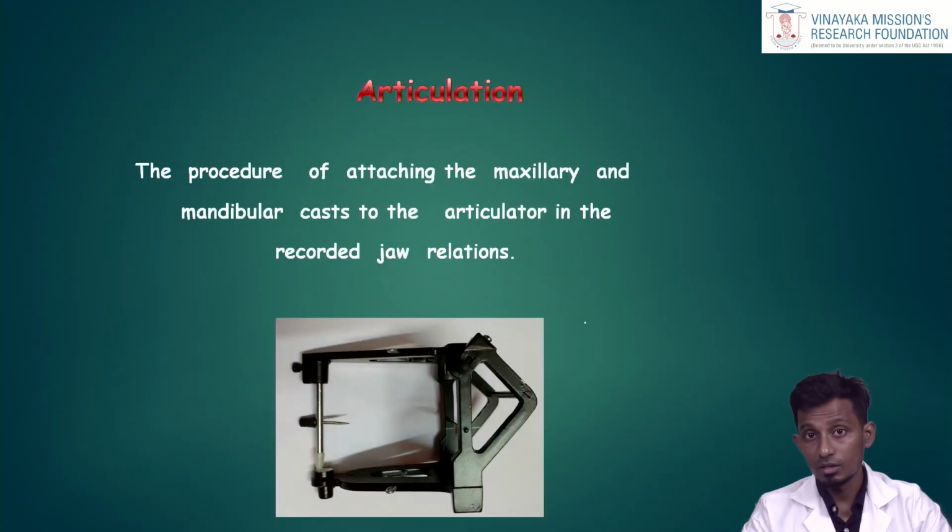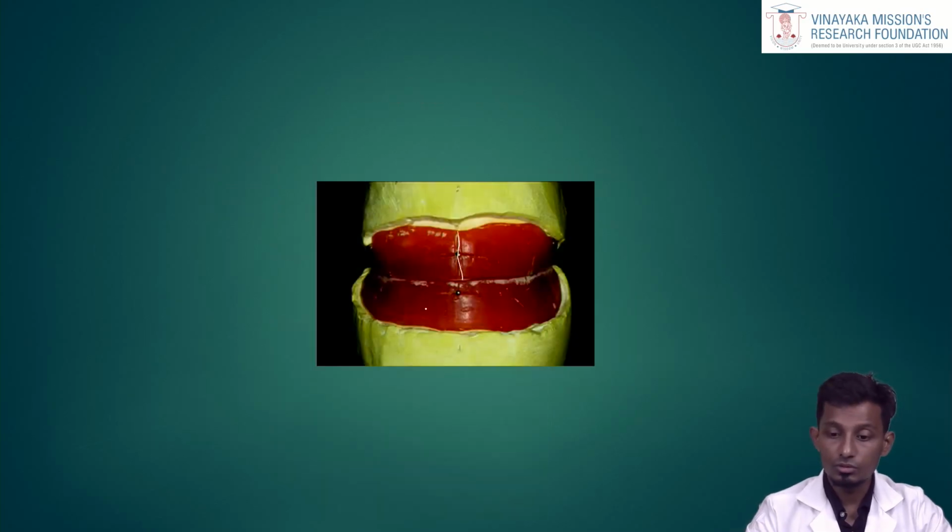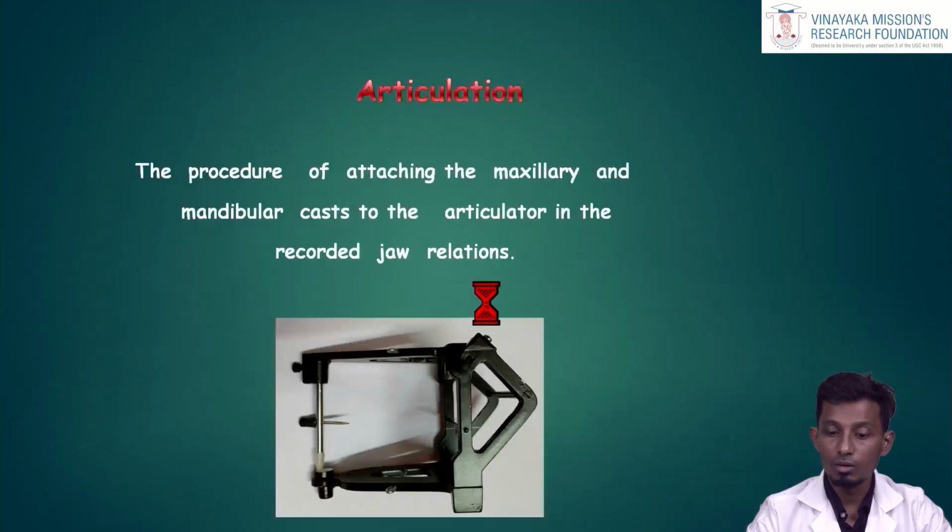Now there are different types of articulators. It could be semi-adjustable, it could be non-adjustable, it could be fully adjustable. What we are seeing here is a mean value articulator. So those rims are now going to be mounted in this articulator and it is going to be articulated.